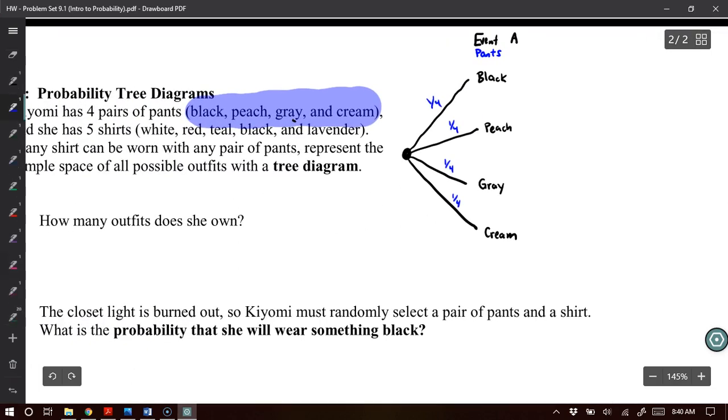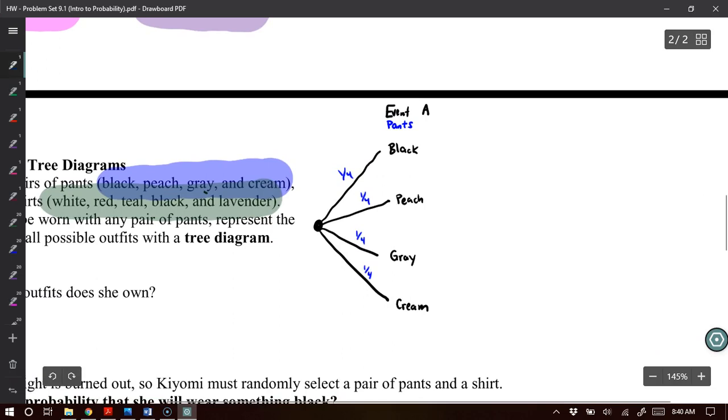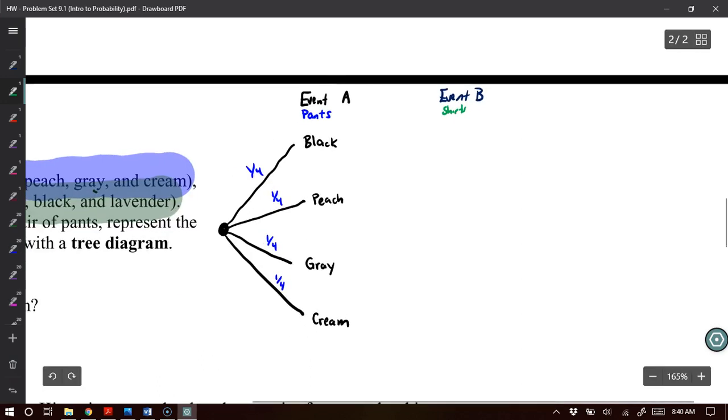There are 5 shirts: white, red, teal, black, and lavender. And so that's event B. So I have to branch off to event B, which deals with the shirts. So off of each of these, I'm going to have 5 branches.